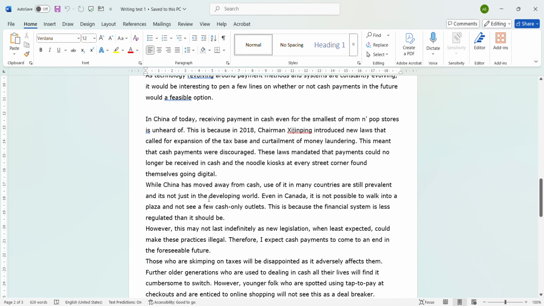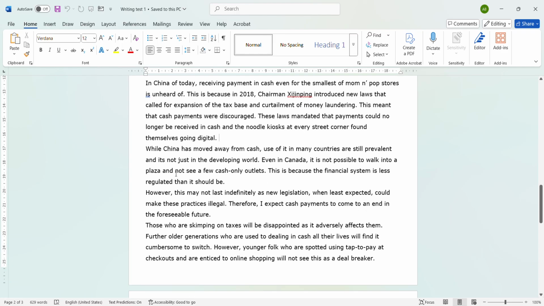So this paragraph, the second paragraph after the introduction, is speaking in favor of moving away from the use of cash, but through the use of an example.